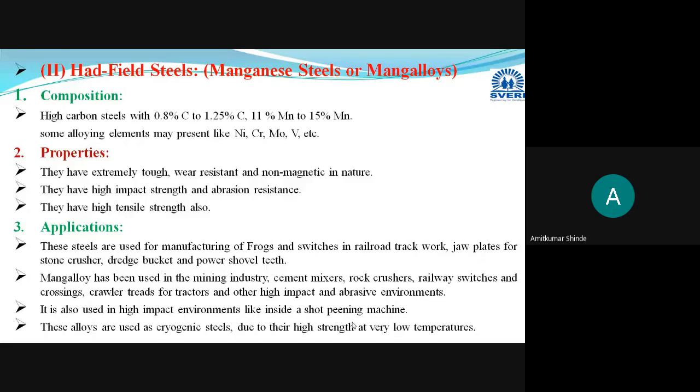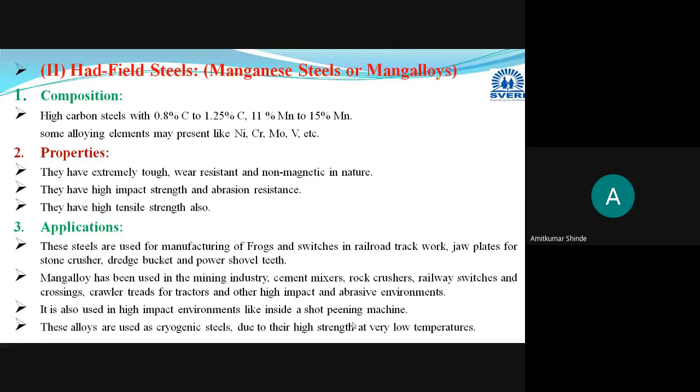Okay, then the second type of alloy steel here is Hadfield steel. Now these Hadfield steels are also named as manganese steels, or these are also termed as mangalloys. Why are these termed as manganese steels or mangalloys? Because these alloy steels are named depending on their composition, and I will explain that with reference to the composition. Please read that composition part.